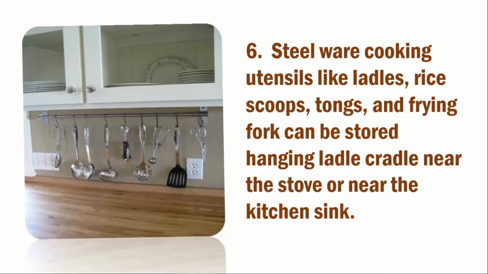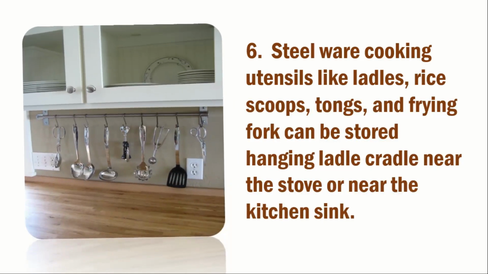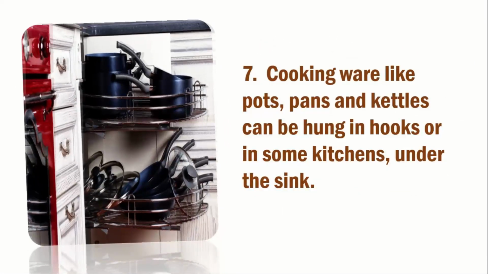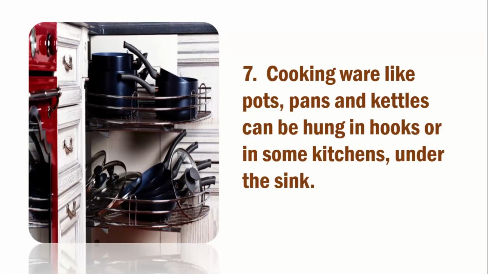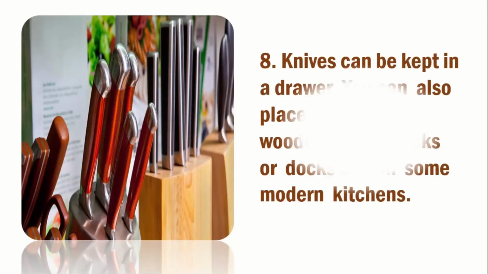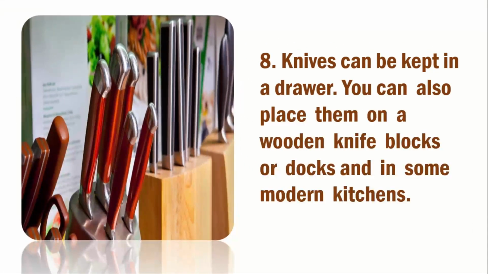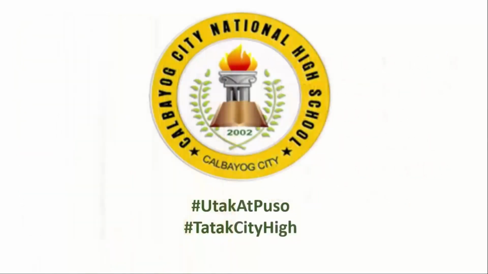Number 6. Steelware and cooking utensils like ladles, rice scoops, tongs, and frying fork can be stored hanging on a ladle cradle near the stove or near the kitchen sink. Number 7. Cookingware like pots, pans, and kettles can be hung on hooks or, in some kitchens, kept under the sink. Number 8. Knives can be kept in a drawer. You can also place them on wooden knife blocks or racks in some modern kitchens.